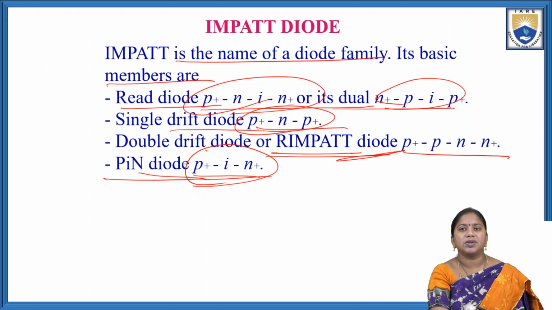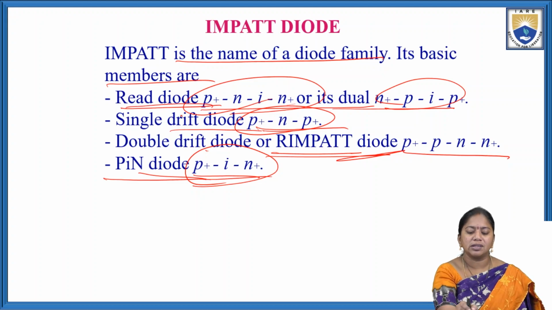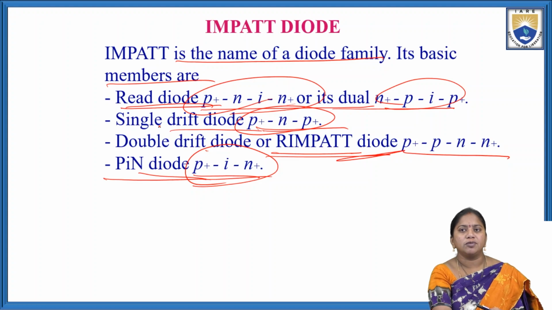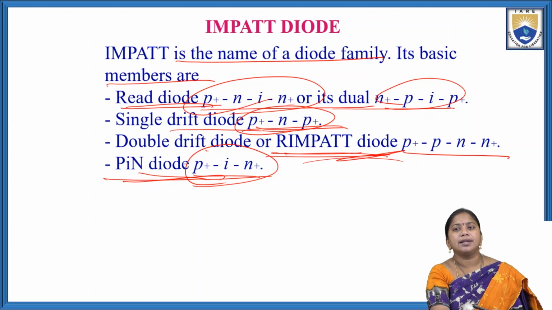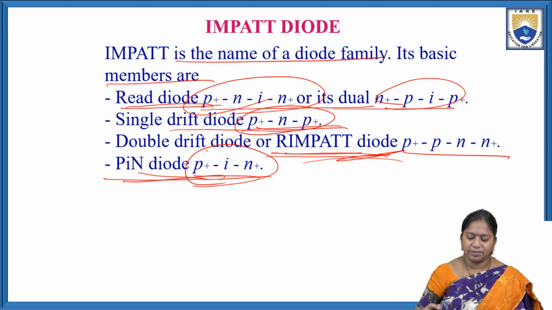So the basic members of the diode family are, first, the Read diode. Read diode means P plus N I N plus, or its dual, N plus P I P plus. The single drift diode is P plus N P plus. Double drift diodes are also called R impact diodes, that is P plus P N N plus. The last one is the PIN diode, P-type intrinsic N-type diode, with P plus and N plus regions.